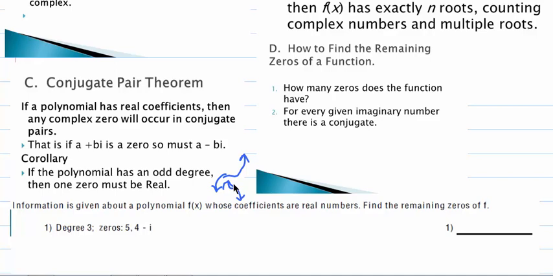How to find the remaining zeros of a function? How many zeros does the function have? For every given imaginary, there is a conjugate. Let's look at some examples.